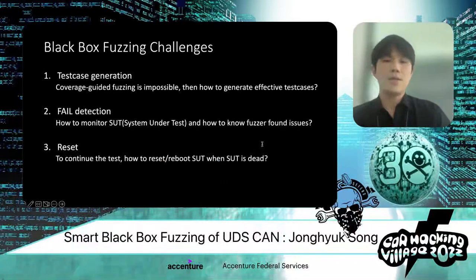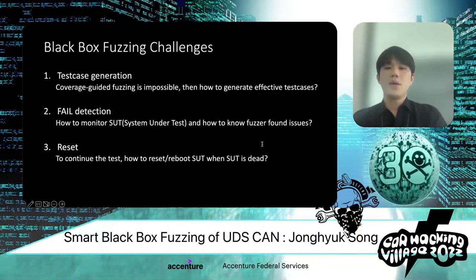In this talk, we define three black box fuzzing challenges. First, test case generation. In black box fuzzing, coverage-guided fuzzing is impossible, so we can't monitor the code coverage achieved by each test case. Then how do we generate effective test cases? Second, fail detection. In black box fuzzing, there is no way to connect to the target by SSH shell or debug port, so we can't directly monitor the fuzzing process. Then how do we monitor the target and know whether fuzzing found issues?